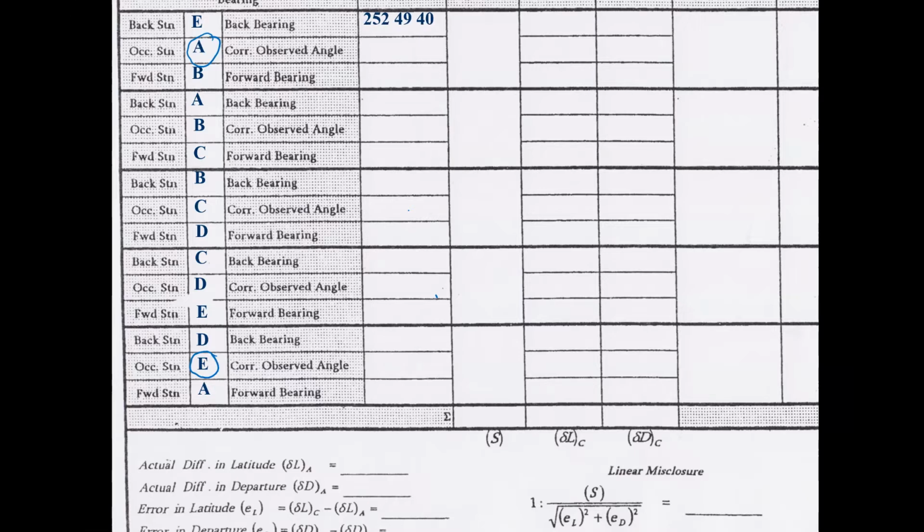So remember, we now are concerned with the corrected observed angle. We do not use your initial observed angle anymore. You've got to use the corrected observed angle. It was 197, 10, 20.